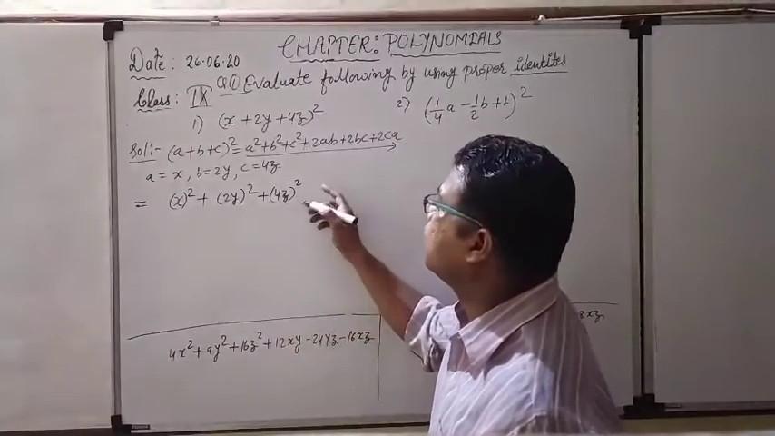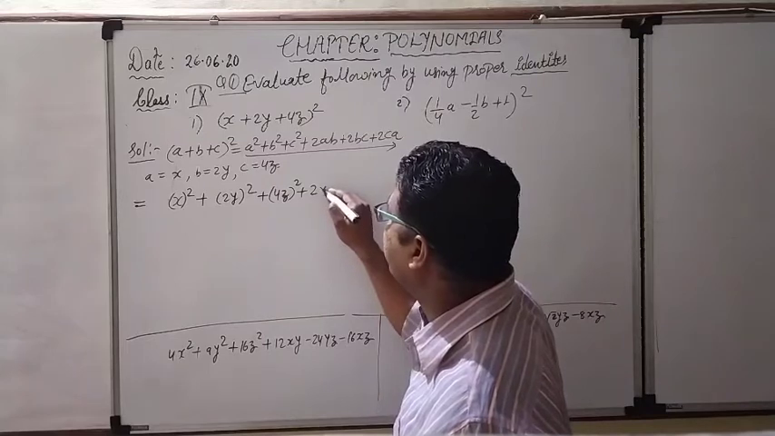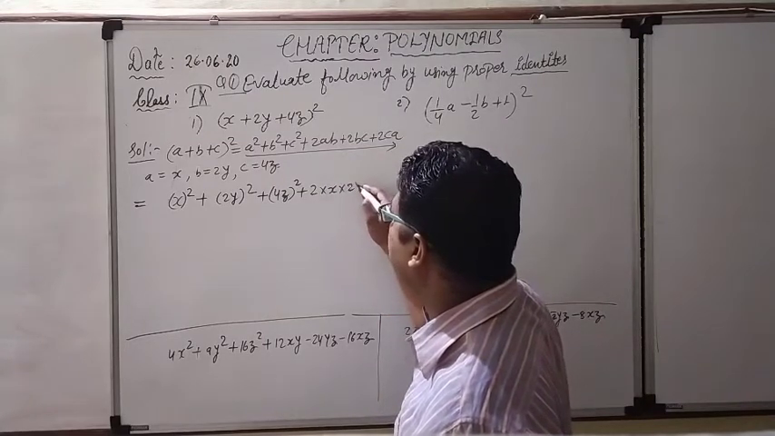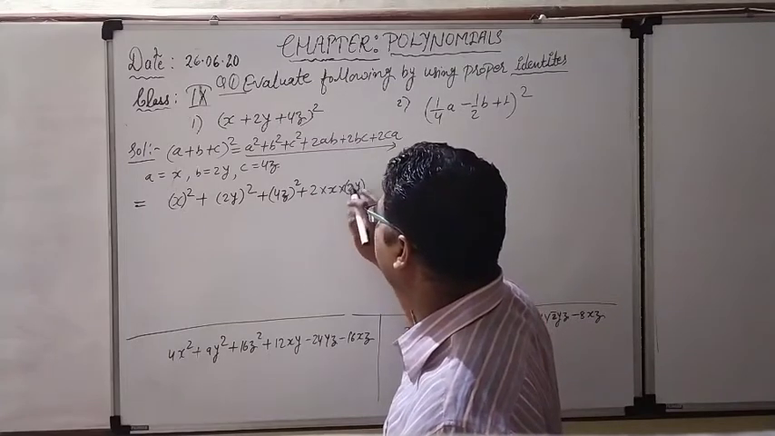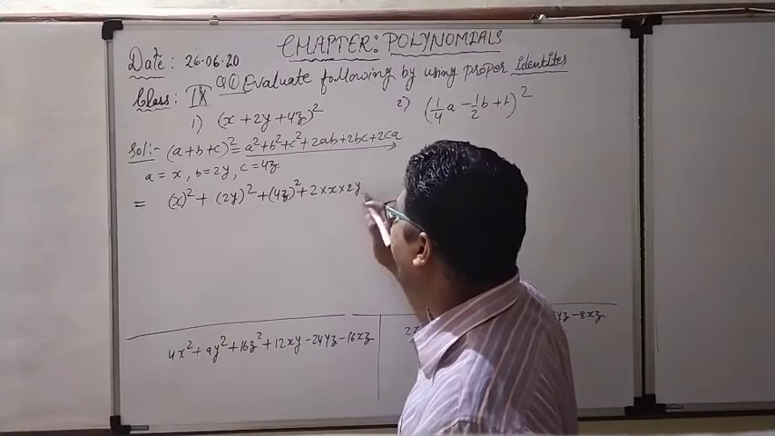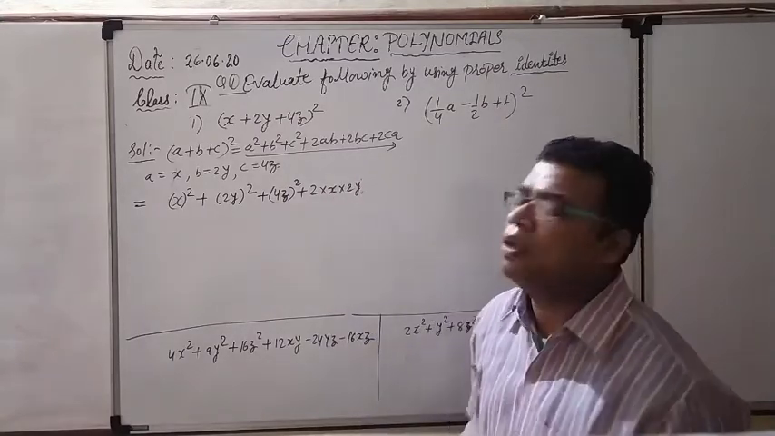So this is (4z) square plus 2ab: 2 into a, what is a? x. After that what is b? 2y. You may use the bracket also, otherwise no need to use a bracket every time. Directly you can write 2 into x into 2y. If some negative terms come, then only we will put the bracket.